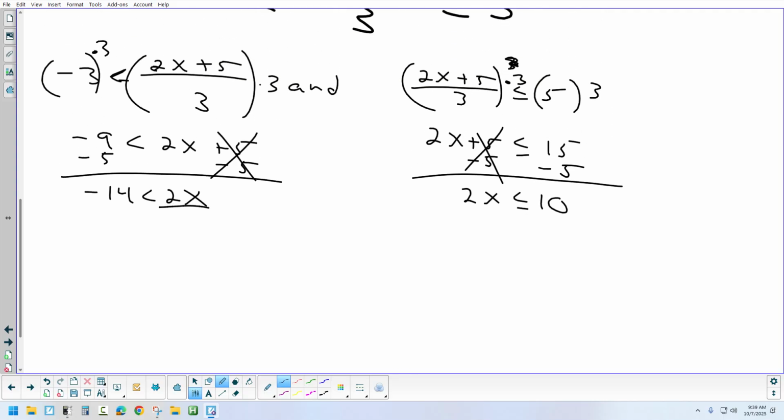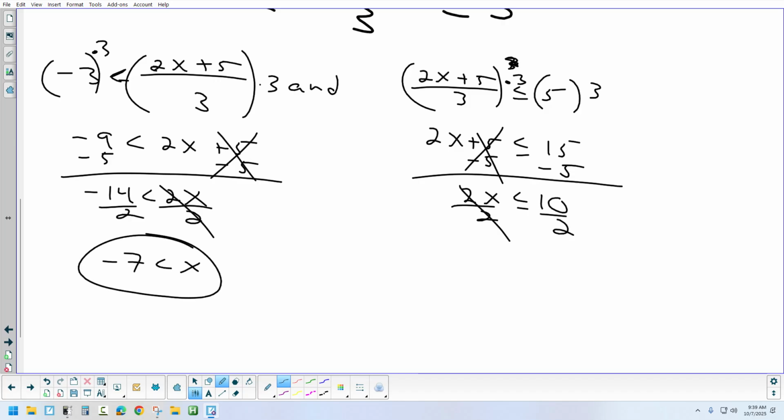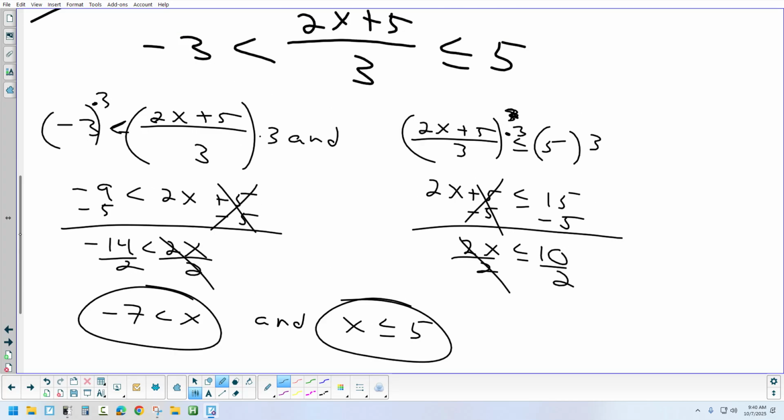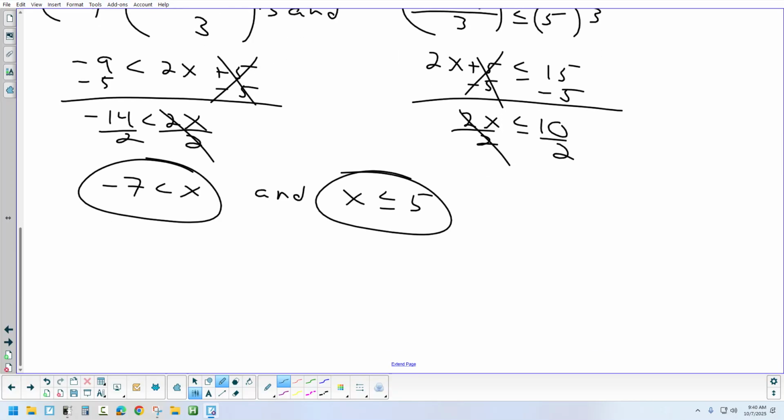Divide by 2. Divide by 2. That's gone. That's gone. And we get negative 14 divided by 2 is negative 7. So x is greater than negative 7. And x is less than or equal to... oh, sorry, that's not negative. 5. Sorry. Just 5. There you go. So that's how you solve a double or compound inequality. Any questions on that?